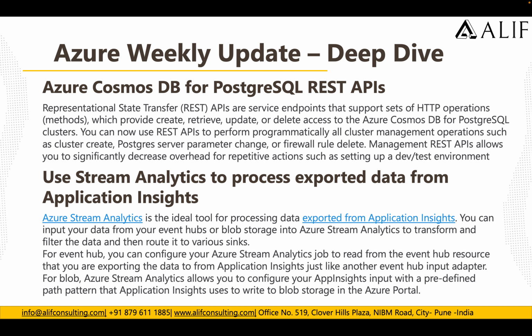For the event hub, we can configure our Azure Stream Analytics jobs to read the data from the event hub resources that we are exporting the data from Application Insights, just like any other event hub input adapter. For the blob, Azure Stream Analytics allows us to configure the inputs with the predefined path pattern that Application Insights uses to write to blob storage in the Azure portal.